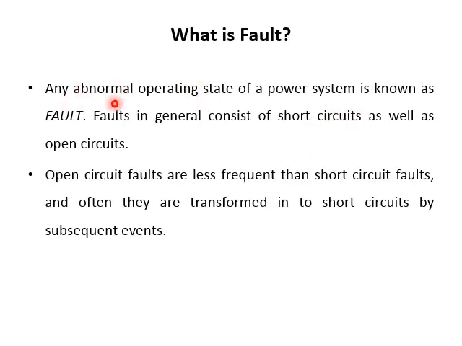Now what is a fault? Any abnormal operating state of a power system is known as a fault. Faults in general consist of short circuits as well as open circuits. Open circuit faults are less frequent than short circuit faults, and often they are transformed into short circuits by subsequent events. A fault can happen by any means: by the breaking of the conductor, by breakage in the insulation, by the overspeed of the motor and the alternator, or failure of insulation.